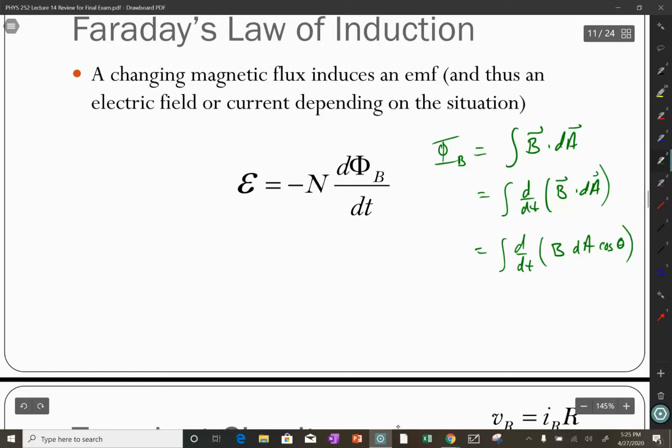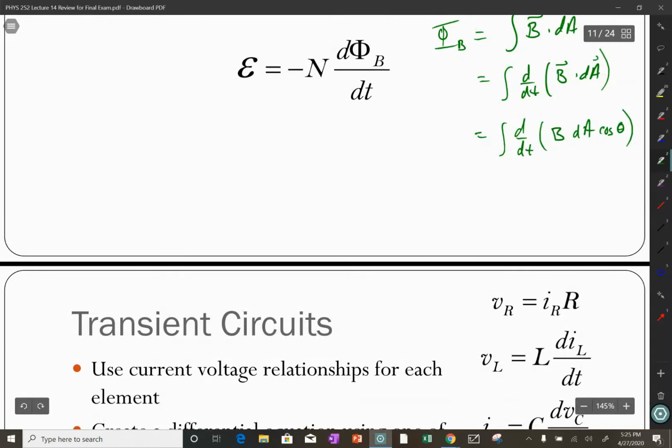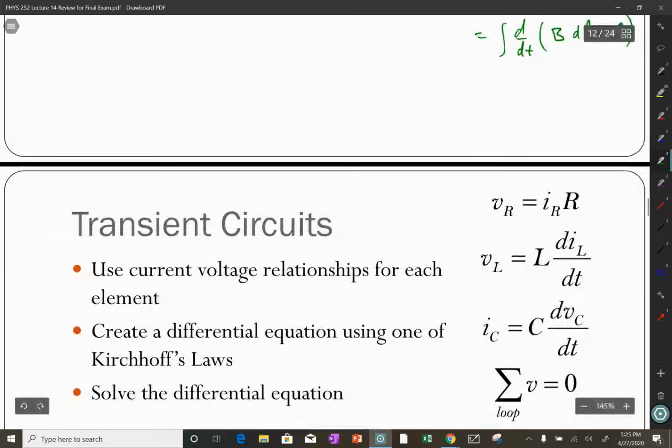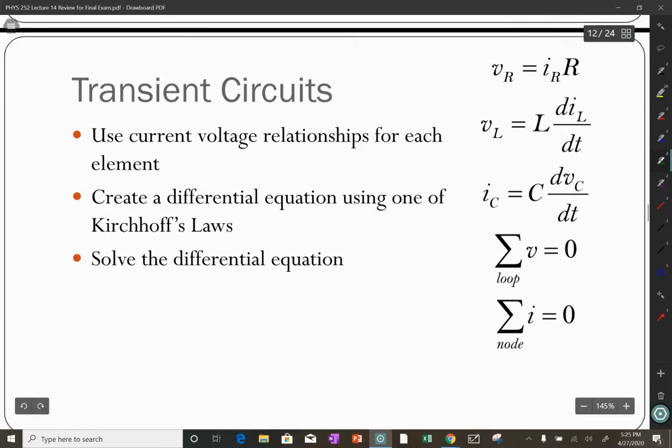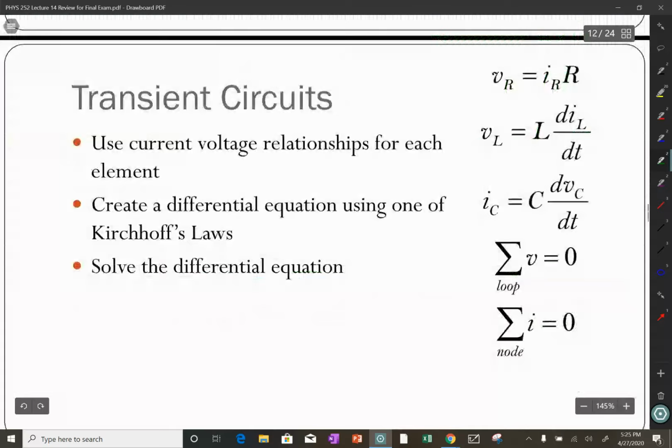And so if B is changing with time, A is changing with time, or theta is changing with time, you're going to have an induced EMF. So you should be able to just go through and do a calculation. If you have this magnetic field, this dA, this angle between them, find what the induced EMF is. So that was Faraday's law of induction. That's the first one we talked about.